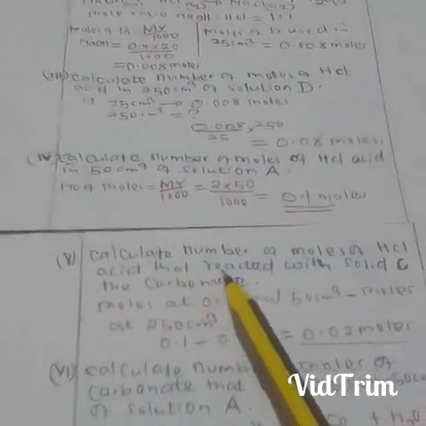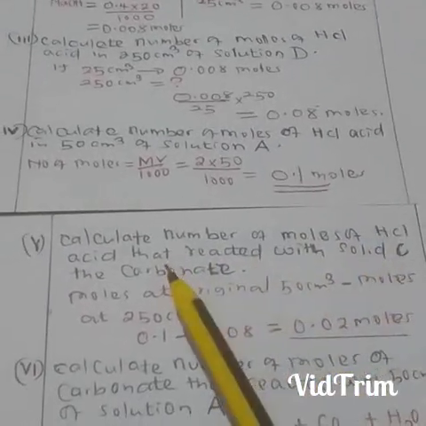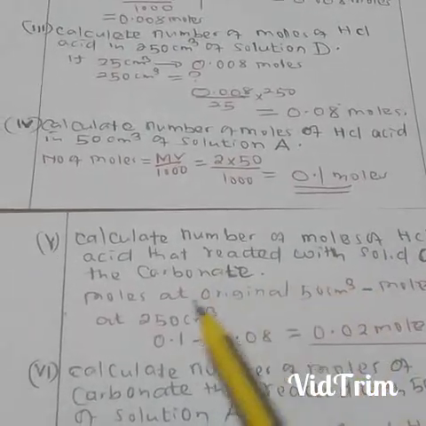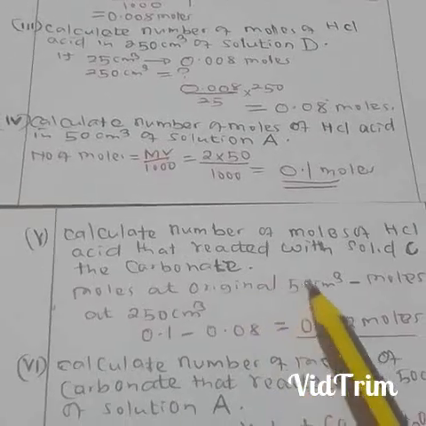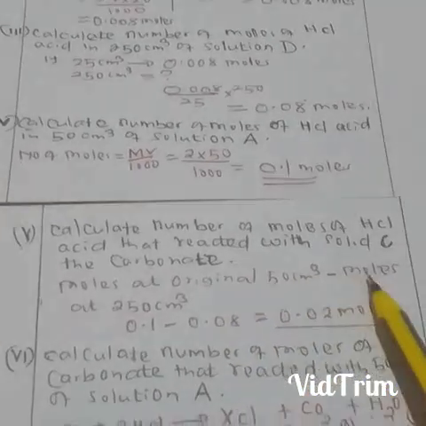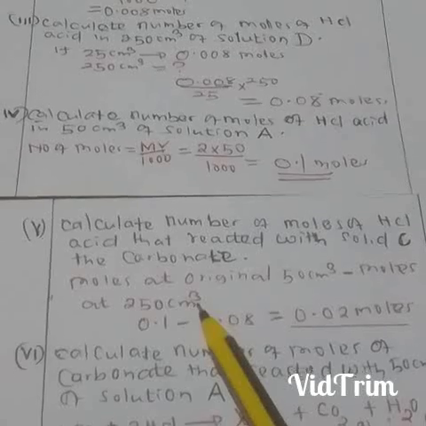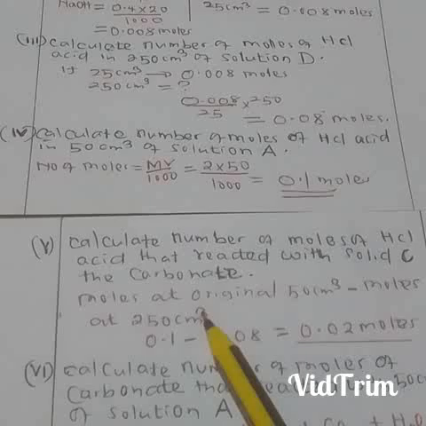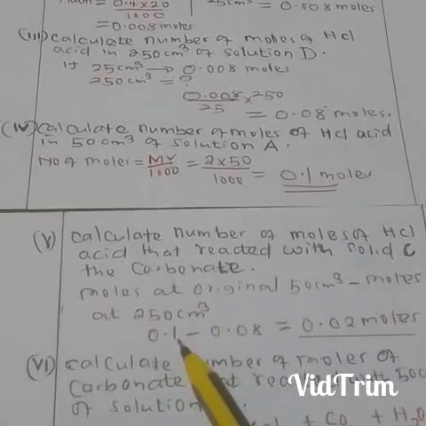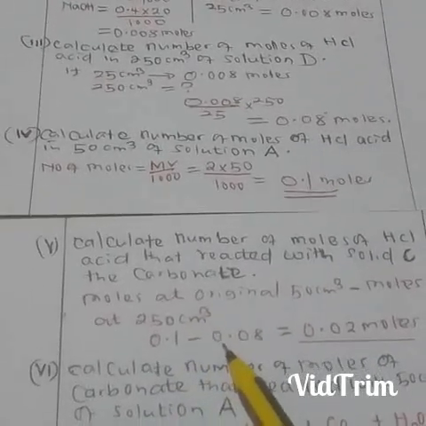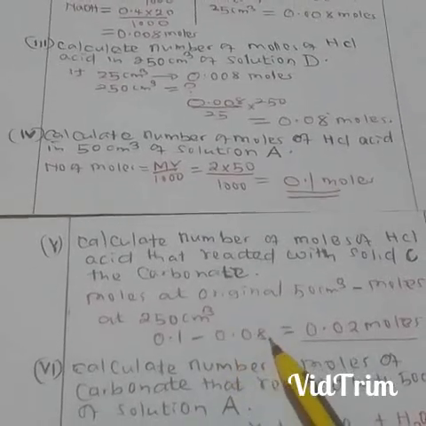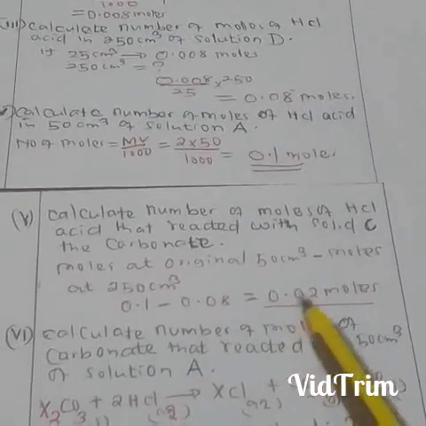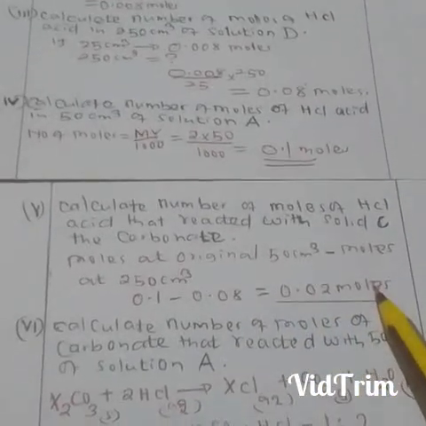So in this case, to calculate the number of moles of HCl acid that reacted with solid C, that's the carbonate, it's very simple, my student. We just take the moles at the original 50 centimeter cube volume, then we minus the moles at 250. That is after now the acid has already reacted with the carbonate. Is it okay? So original mole is 0.1, then you minus the remaining moles at 250, which is 0.08. So if you subtract carefully, you get 0.02 moles. Is it okay, my student?